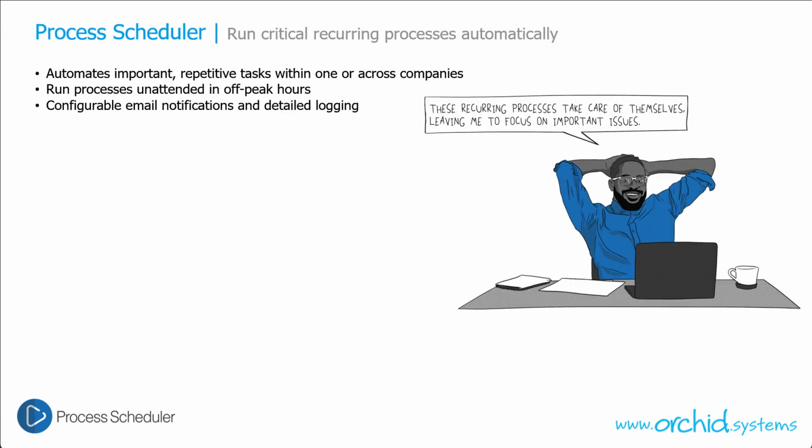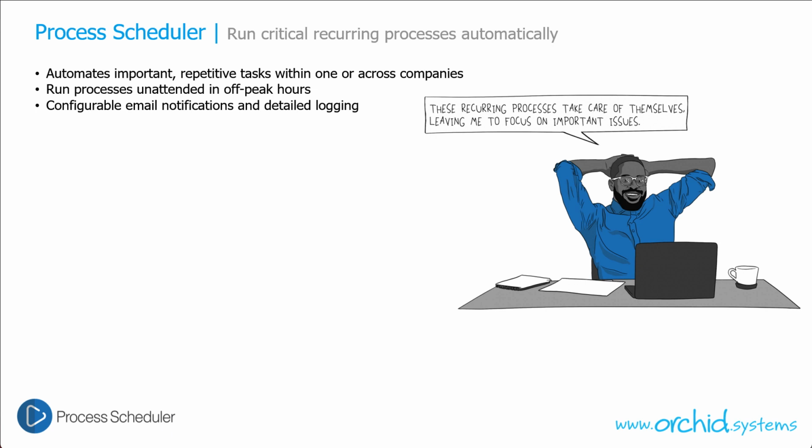So with Process Scheduler, you can run your critical Sage 300 recurring processes automatically. You can run repetitive tasks within one or across companies, for example, your day-end posting system batches. You can run these processes unattended in off-peak hours, and you can configure the email notifications that you get when the process is run or if there's an issue with the process, and you can read detailed logging if something has gone wrong.